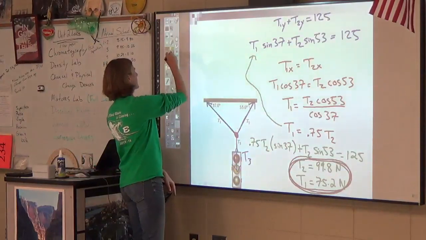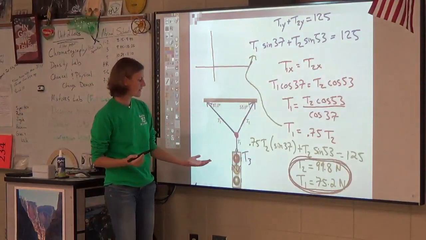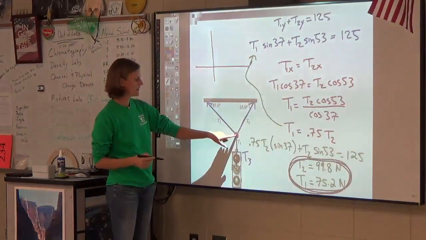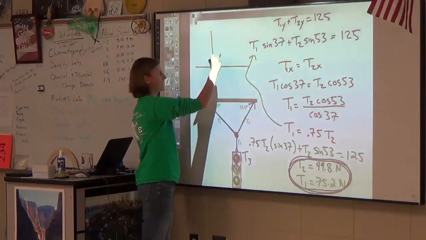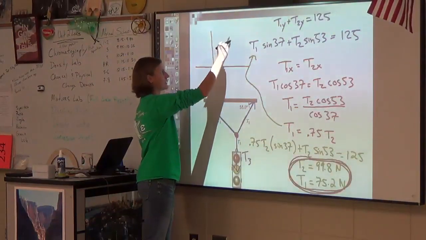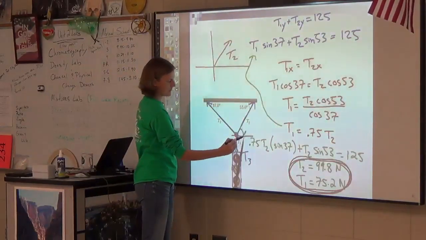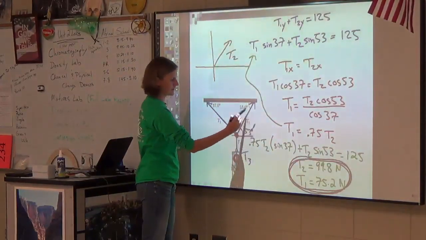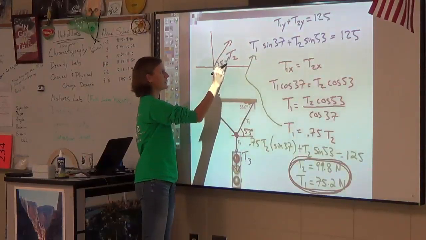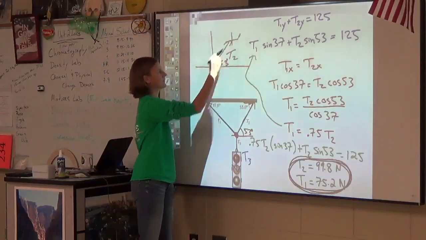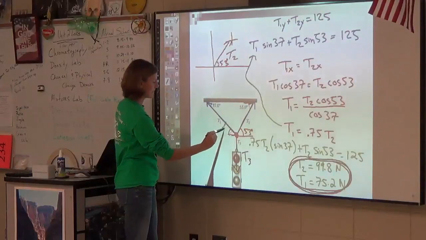So a vector diagram of all these forces added together would look like what? Well, I could start with T2. T2 clearly goes this way. And I got my 53 degrees here. Alternate interior angles. All right, and then from there I could sketch T1, and that's 37.